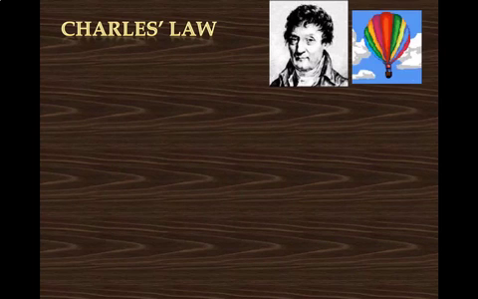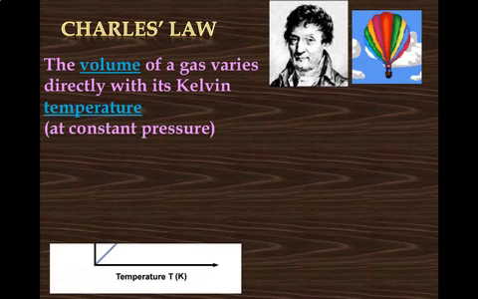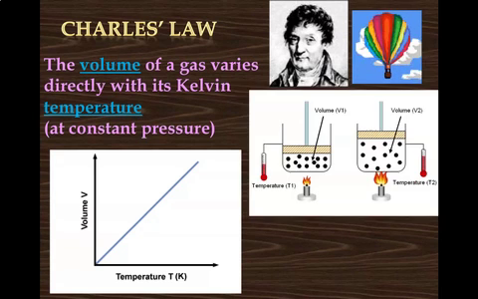Okay, now let's look at Charles' law. Charles' law says that the volume of a gas varies directly with its Kelvin temperature at constant pressure. And they're also saying constant moles. So again, as temperature increases, volume is also going to increase as long as the pressure stays the same.